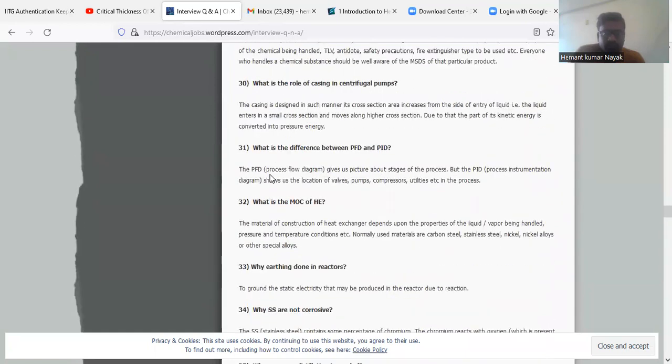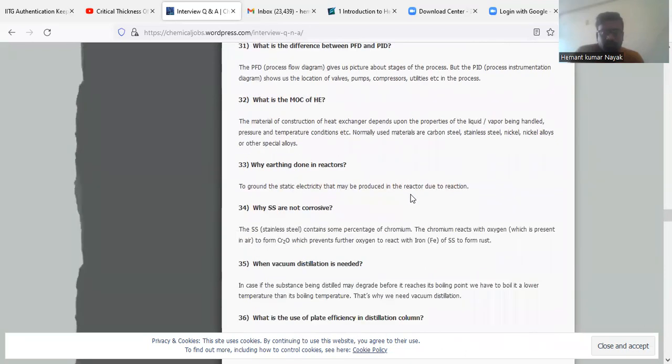What is the difference between PFD and PID? PFD, the process flow diagram, gives us a picture of the stages of the process, but the PID, the process instrumentation diagram, shows us the location of valves, pumps, compressors, and utility lines in the process.